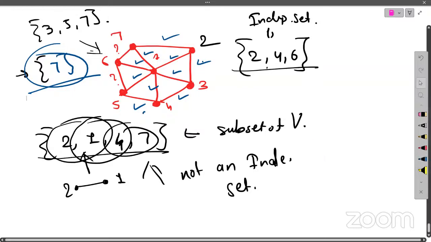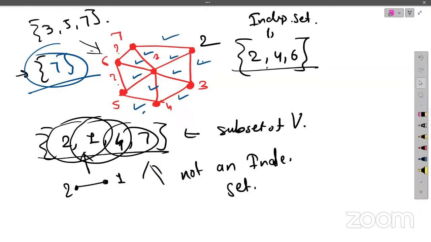Is that fine? Any doubt? Someone raise hand. Ma'am, can you repeat what an independent set means?